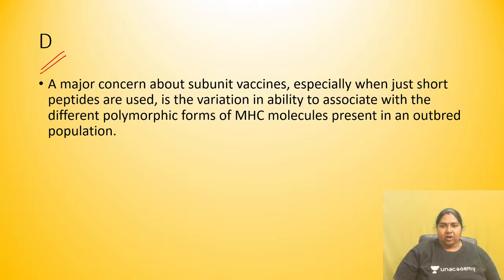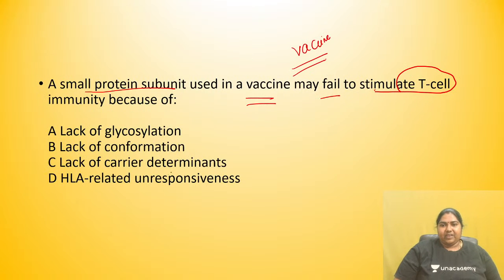Why? Because these subunit vaccines are just short peptides. So they will have many polymorphic forms, right? So they cannot make the HLA properly responsive. So that is why they fail. They are not stimulating the T cell because they are not achieving this MHC thing. Got it, everyone? So now this is clear to you.